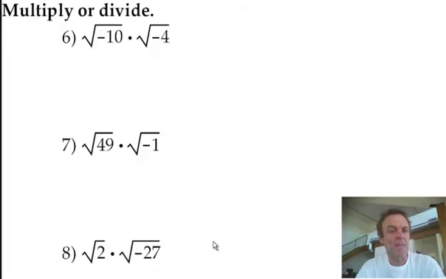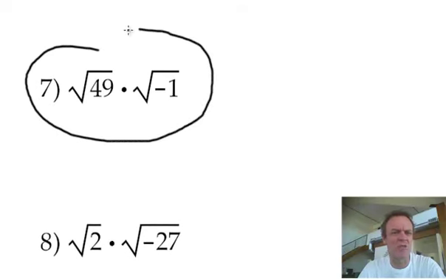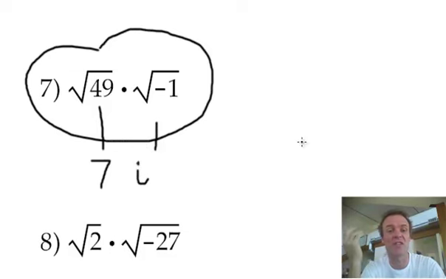Keep on going. Right, so I'm going to look at question 7 first, because this isn't too bad, all right? What's the square root of 49? It's 7. What's the square root of -1? Remember, it's i. And that's it. That really is the only hard part of question 7. The answer to that, when you multiply them, is 7i.